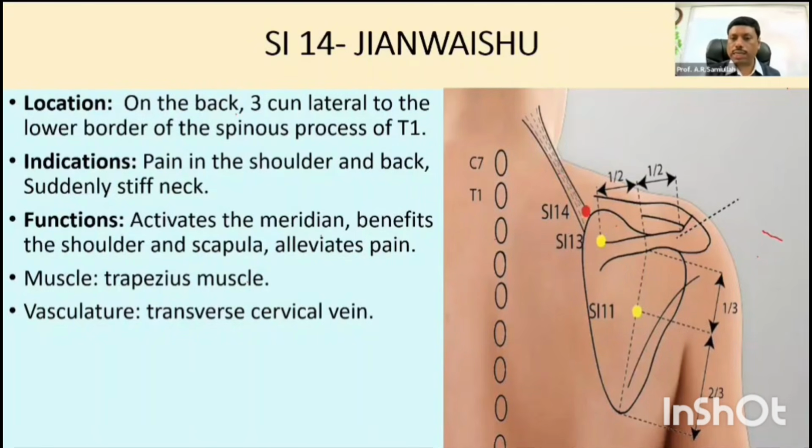Then the point known as SI14. Correct. Then Qian Y Shu. Qian means shoulder, Y means outside, Shu point. The shoulder outside point is known as Qian Y Shu. Where exactly is the point located? 3 chun lateral to the lower border of the spinous process of T1. 3 chun lateral to it.